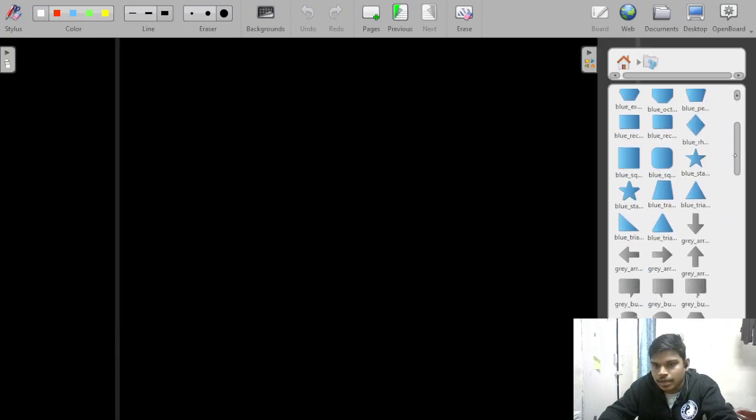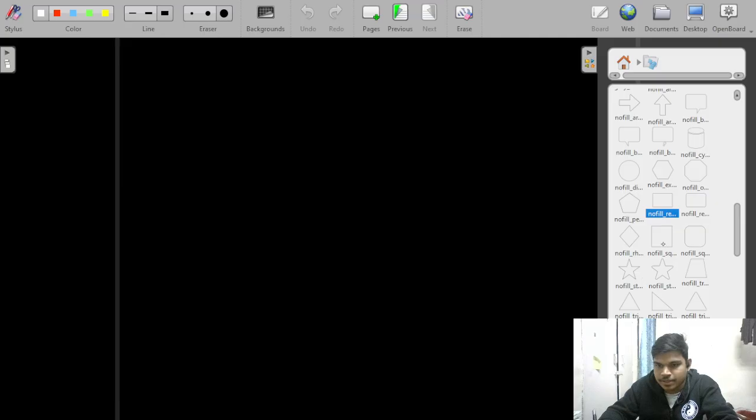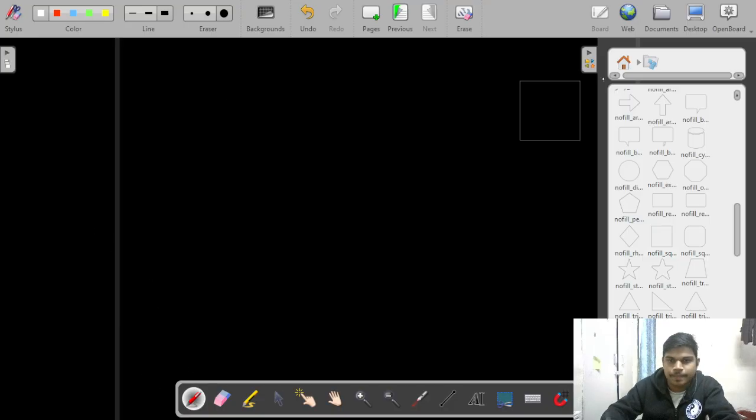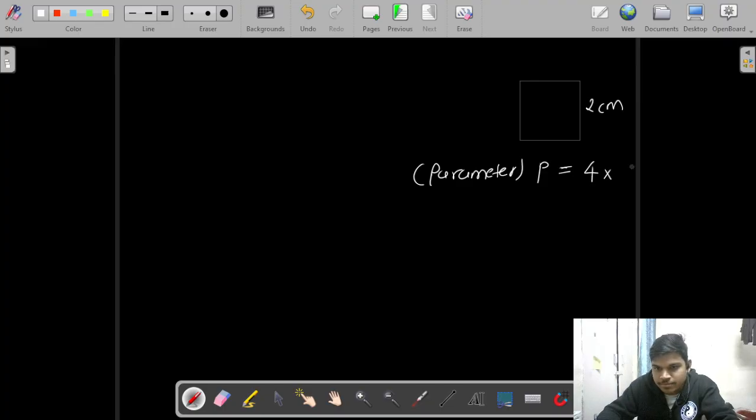Suppose I'm taking a square. Suppose I'm giving you the side of this square as 2 centimeter. Can you find the perimeter? This is the perimeter, I'm denoting it as P. The side is 2 centimeter. So what is the formula for the perimeter of a square? This is 4 times side.